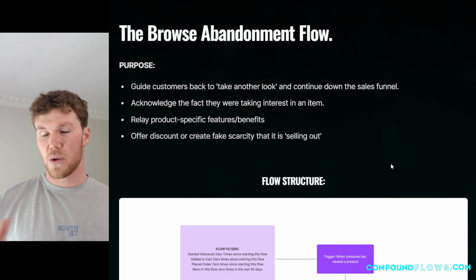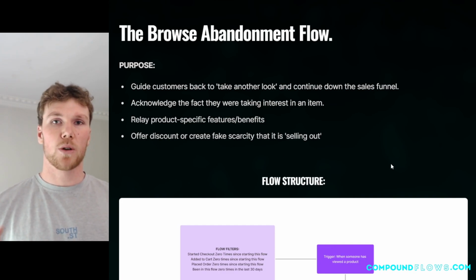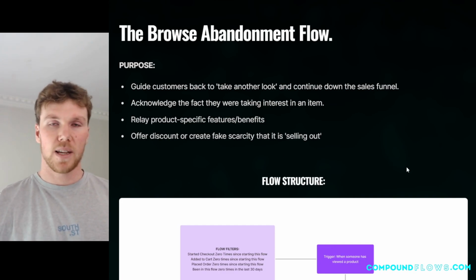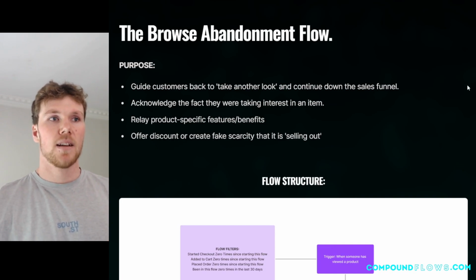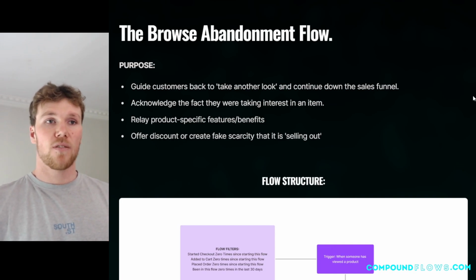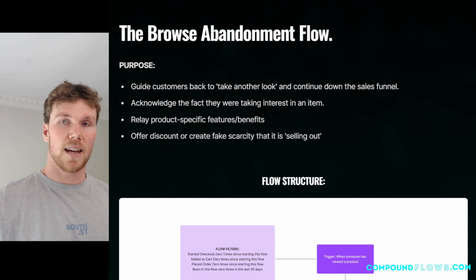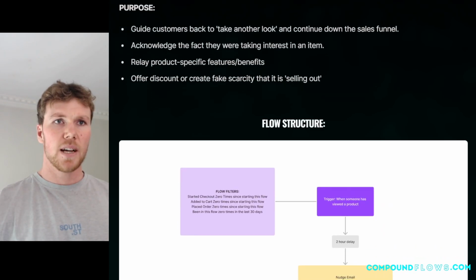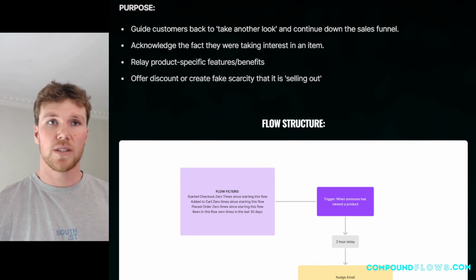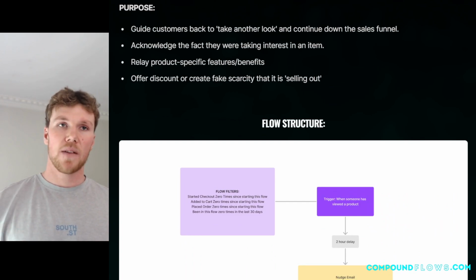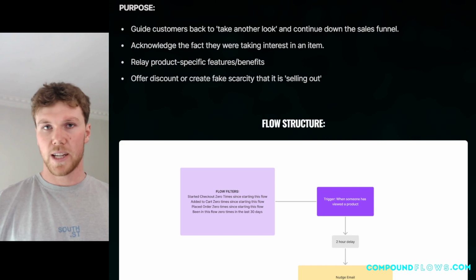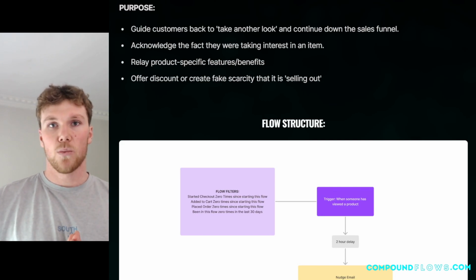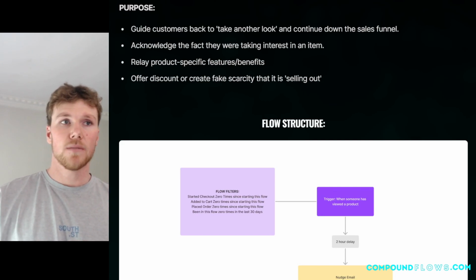Okay, so the browse abandonment flow. This is when we're entering into some more of your core flows that you really want to be setting up no matter what stage you're at. The purpose of this flow is to guide customers back to take another look and continue them down the sales funnel. Now, you want to acknowledge the fact that they were taking interest in a specific item. With Klaviyo, you can set up dynamic blocks so you can actually show the product that they were looking at and did click on.